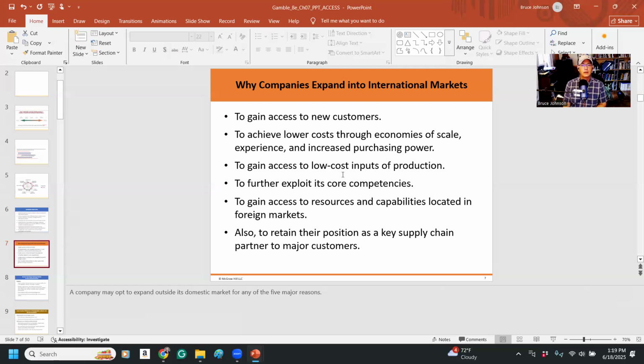Trying to gain access to low cost inputs of production, because of maybe operating closer to the point of production, you might be able to decrease that shipping cost or the cost of inputs because you're buying the raw material locally. Try to exploit our core competency more so in that nation. Gain access to resources and capabilities located in foreign markets, and retain their position as a key supply chain partner to major customers.